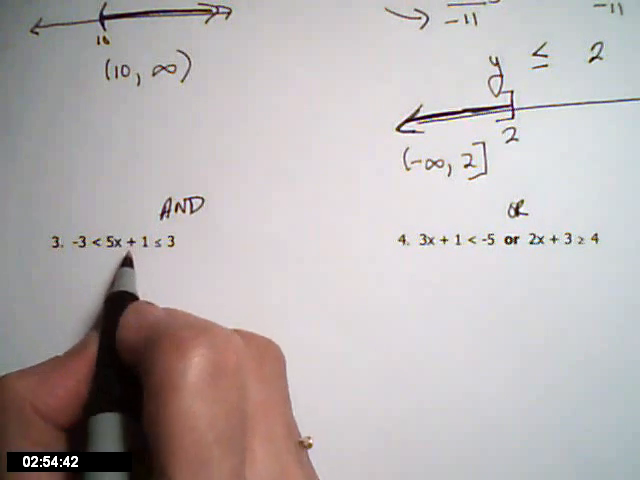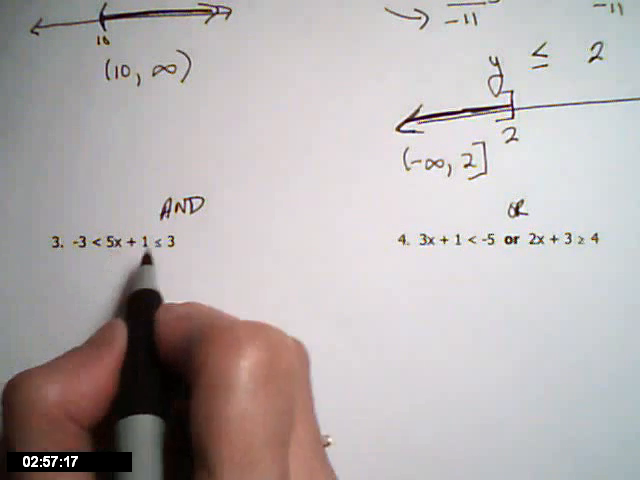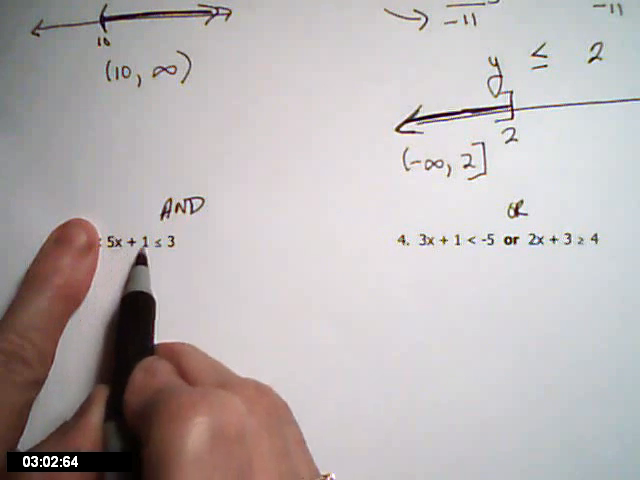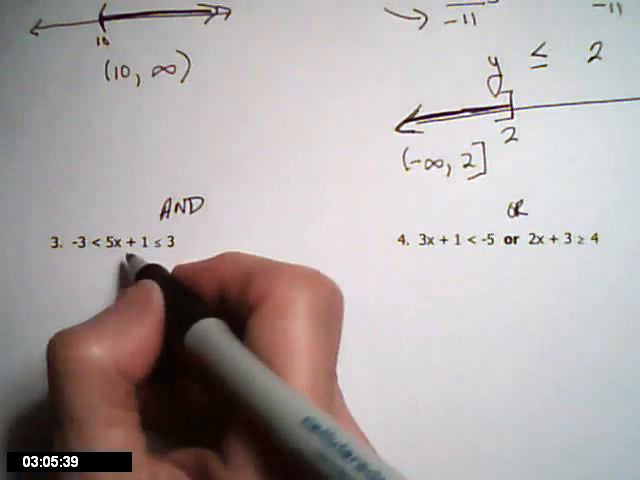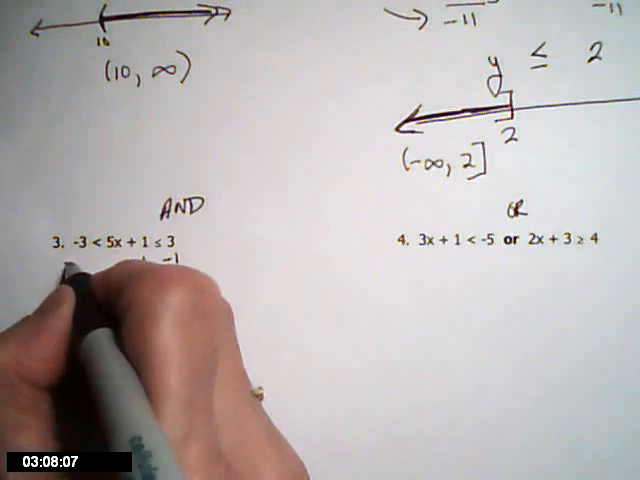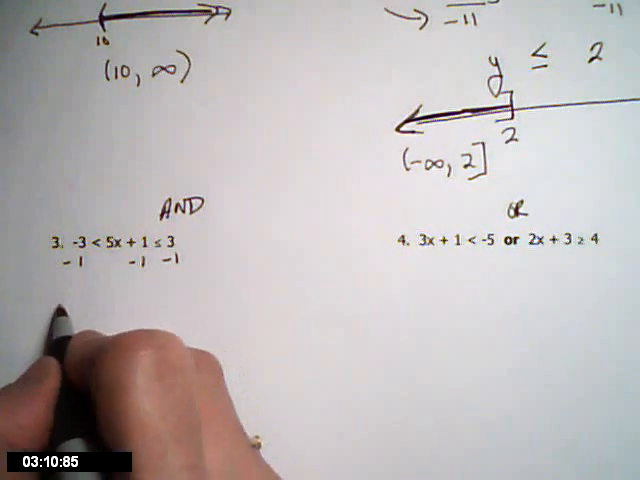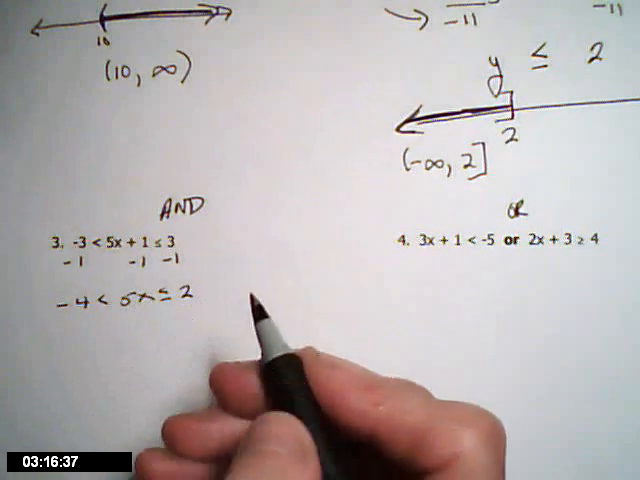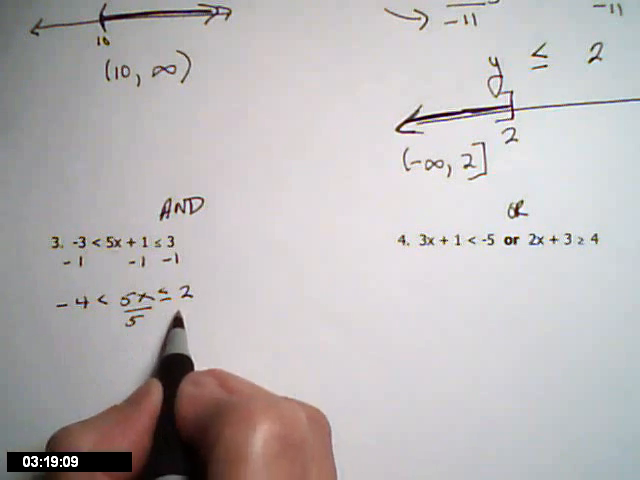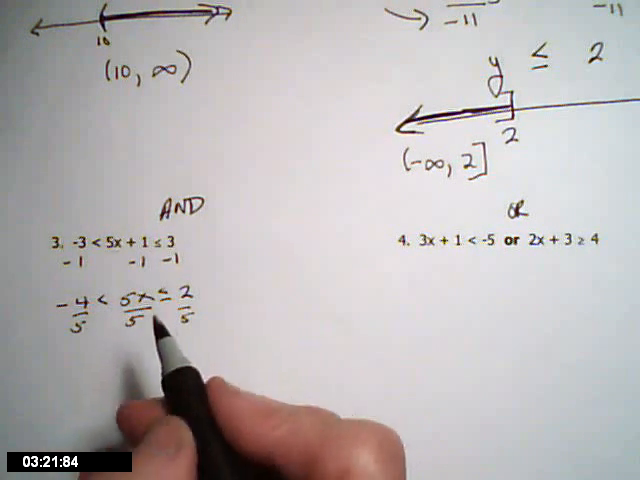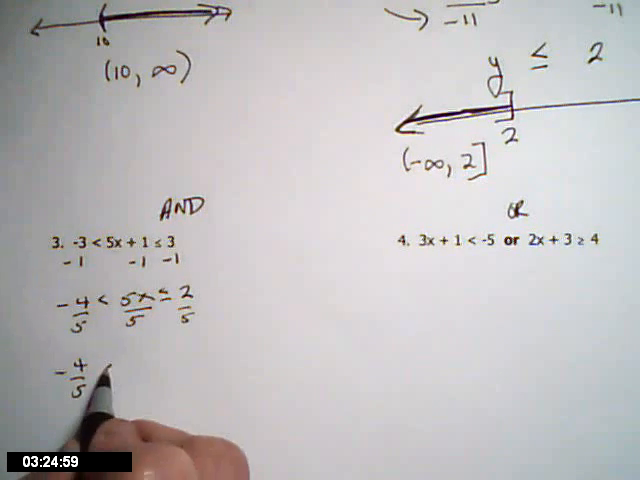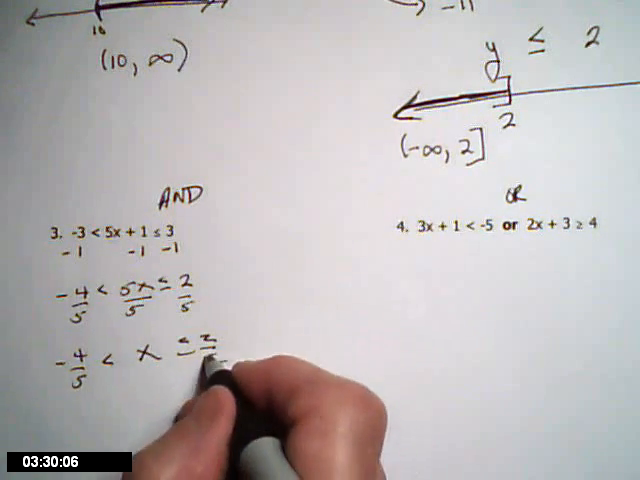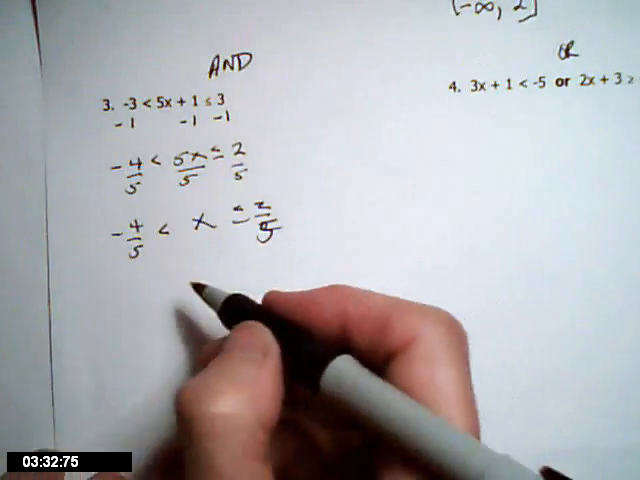The goal in this AND problem is to get this x by itself. So if you were looking at this problem, 5x plus 1 less than, you would want to move the 1. So what I'm going to do is subtract a 1, but now I have to do that in all three places. So now I have negative 4 less than 5x less than or equal to 2. Now remember, I want x by itself, so I'm going to divide by 5, but I have to do that in all three places. So negative 4 fifths less than x less than or equal to 2 fifths. Now that's your inequality answer.